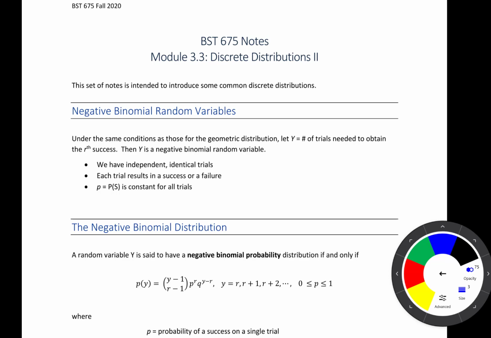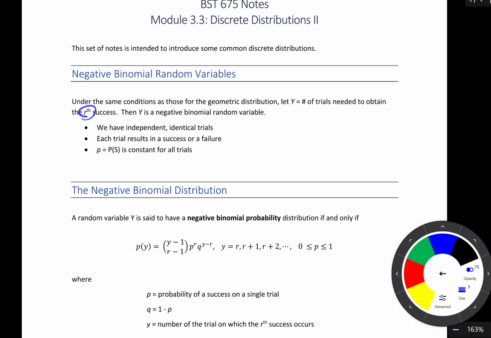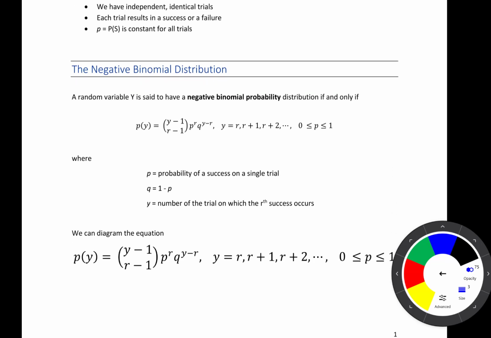The difference is, with the geometric, we were looking for the first success, whereas with the negative binomial, we're looking for the rth success. We still need to have independent identical trials. Each trial should result in a success or a failure, and then the probability of success needs to be constant for each of the trials. So here is the negative binomial distribution, and it's a similar format to the geometric, but there are some changes.